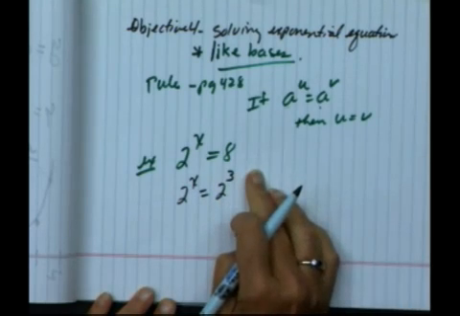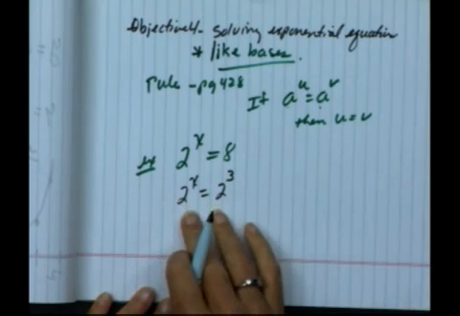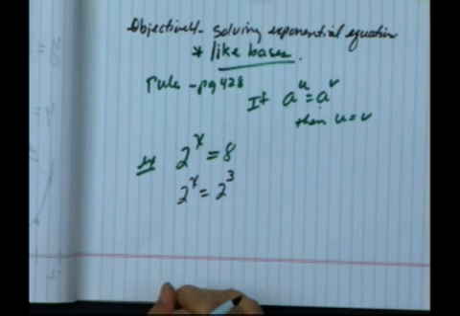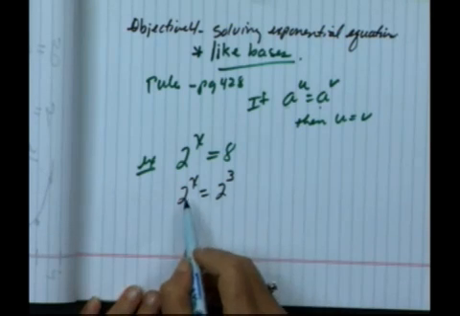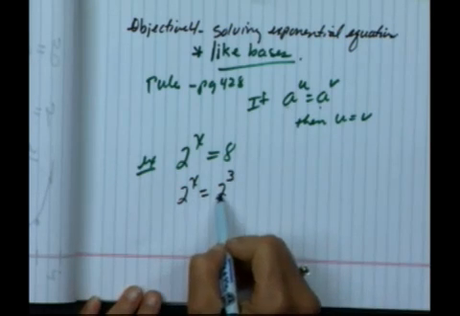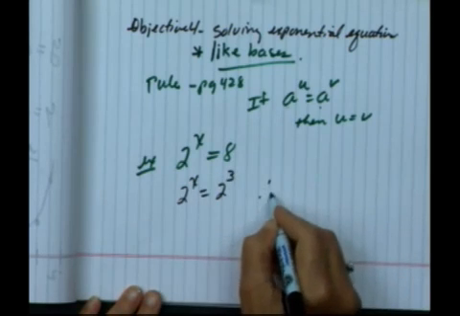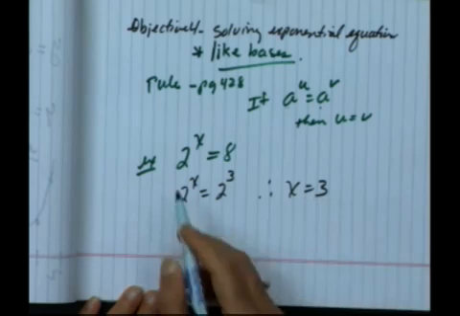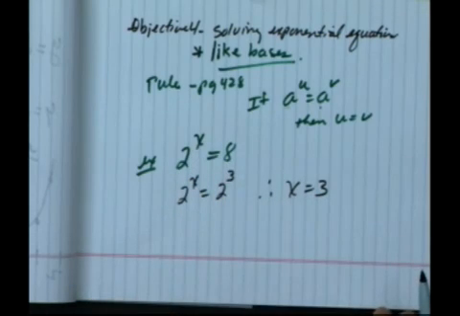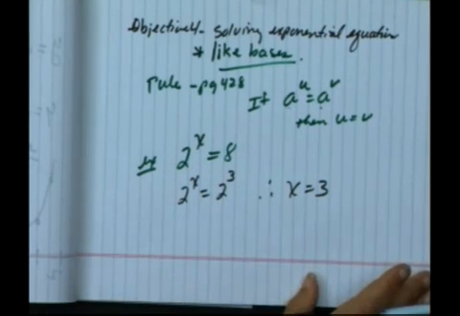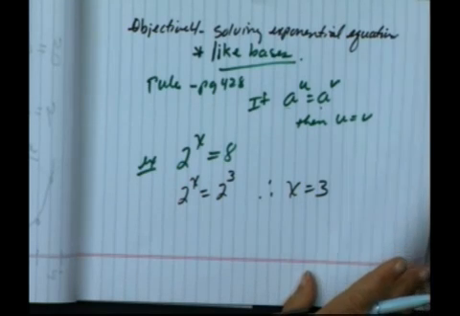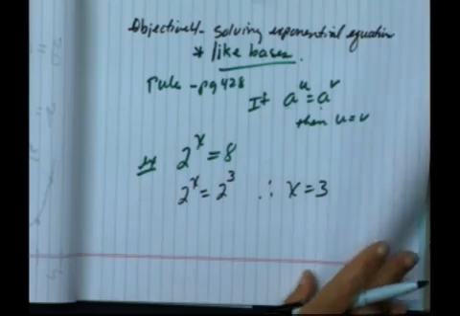2 cubed is 8, so we're looking to see if we can get the same base, and it's usually a prime number for your base. So now the rule says if the bases are the same, then the exponents are equal. So we know 2 cubed is 8. All right, see how that works? Okay, well that one's too easy, so we want to do some problems where you have to use your properties of exponents.